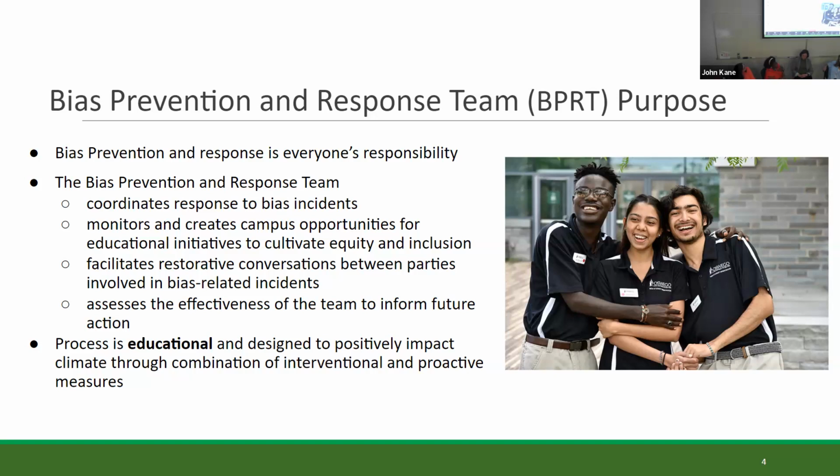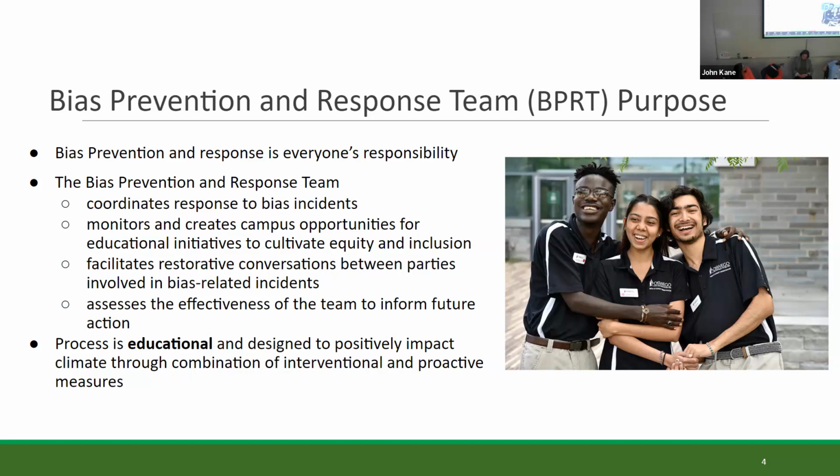So there are some key core things that we do. We really coordinate response to bias incidents, and we'll talk a little bit about that later. A lot of incidents really do require a coordinated response because sometimes we're dealing with students and staff, or students and faculty, whatever, right? There are different unions, there's HR, there's conduct, there are parents sometimes. There are all of these players that we need to be mindful of and coordinate between.